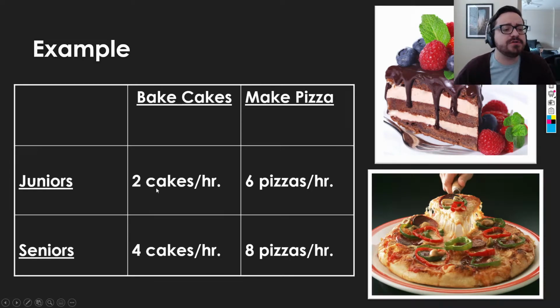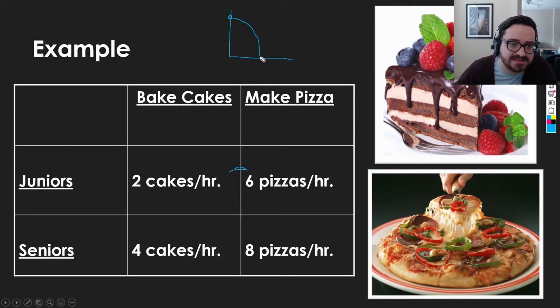So I've got the juniors who can make 2 cakes in an hour or 6 pizzas in an hour. I've got the seniors who can bake 4 cakes in an hour or 8 pizzas in an hour. Now, to be clear, these are either or statements. They can either do 2 cakes in an hour or 6 pizzas in an hour. They cannot do both. If you're imagining it like a production possibilities curve, this is 6 pizzas and that is 2 cakes. So those are their endpoints. Those are just their maximums.